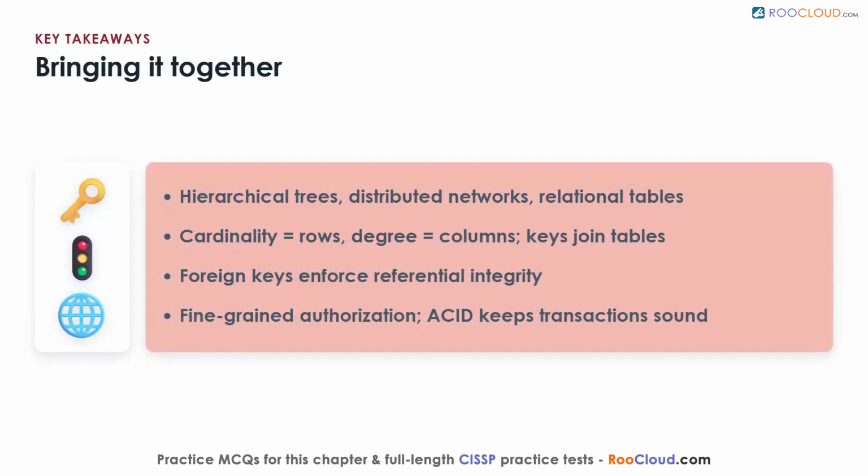So, let's bring it together. Beyond the dominant relational model, hierarchical databases form one-to-many trees, and distributed databases form many-to-many networks. A relational database is tables of rows and columns measured by cardinality and degree, with keys tying tables together and foreign keys enforcing referential integrity.